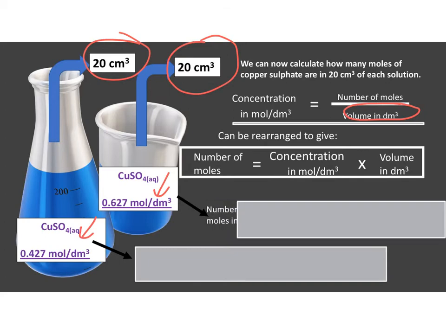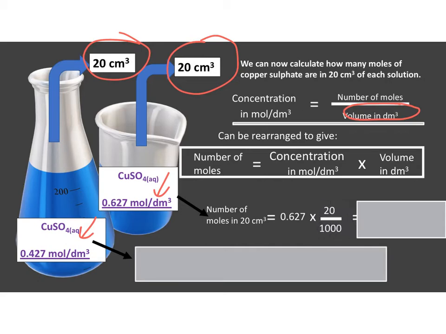So if we do that for the beaker first of all, we can find out our number of moles is going to be our concentration times our volume of 20, and we need to divide that 20 by 1,000 to convert it into decimeters cubed. And if we do that, we find that we have extracted 0.0125 moles of copper sulfate.